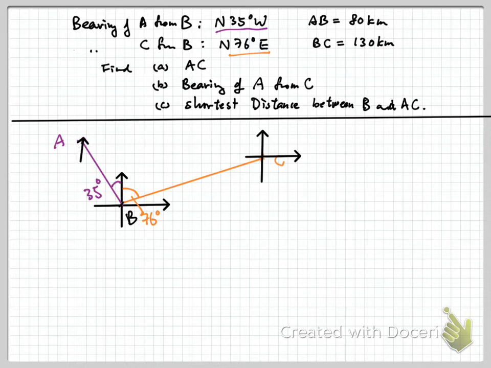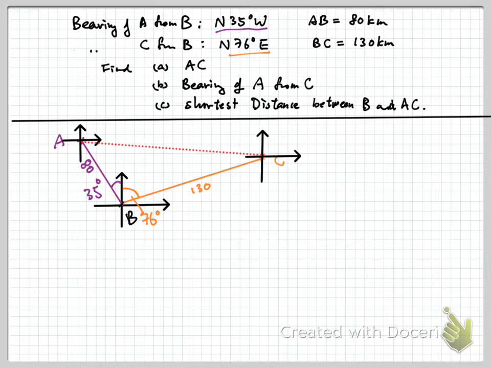Let me put back point A. Point A is kind of like this, and this orange line is 130 kilometers. The purple line is 40 kilometers. So what does it ask for? First, it asks for the distance of AC, the distance between A and C.